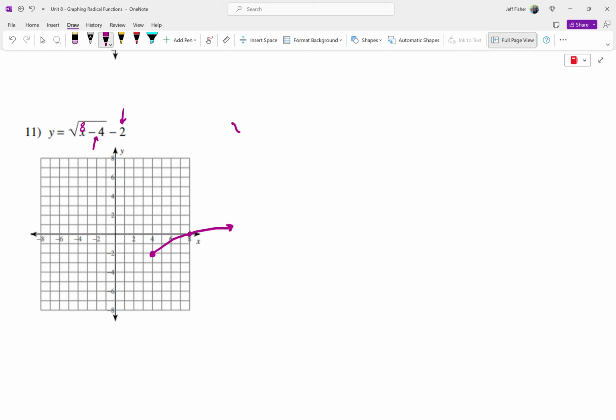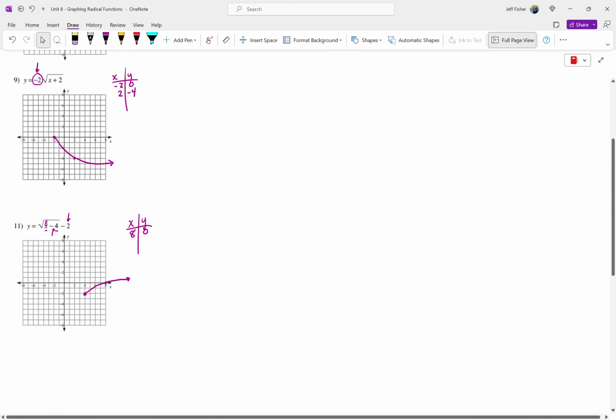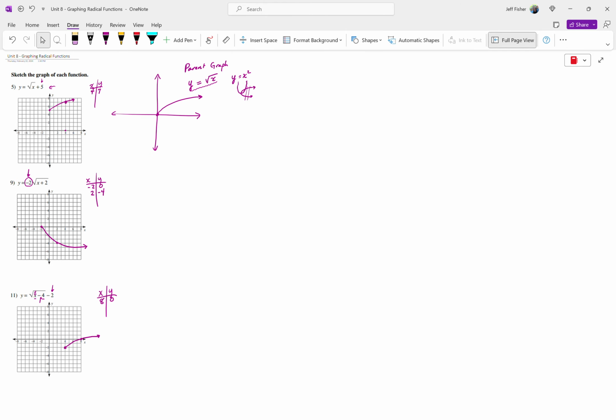And again, I'll show you that again. What I did there was I put in an x value of 8, and that gave us 8 minus 4, which is 4 under the radical, which equates to 2 minus 2, 0. So (8, 0) is a point on the graph. That's how we graph radical functions.